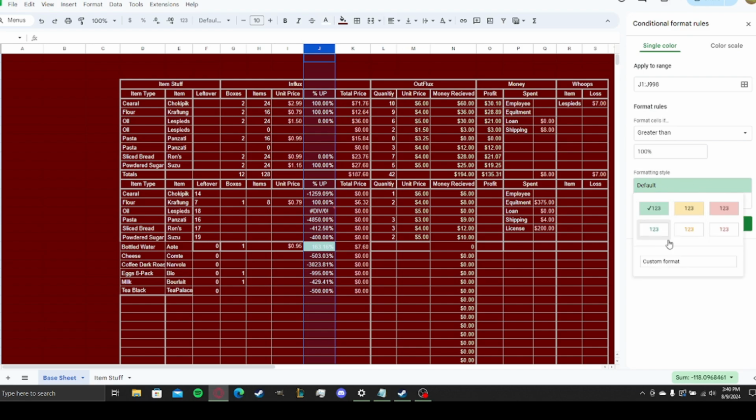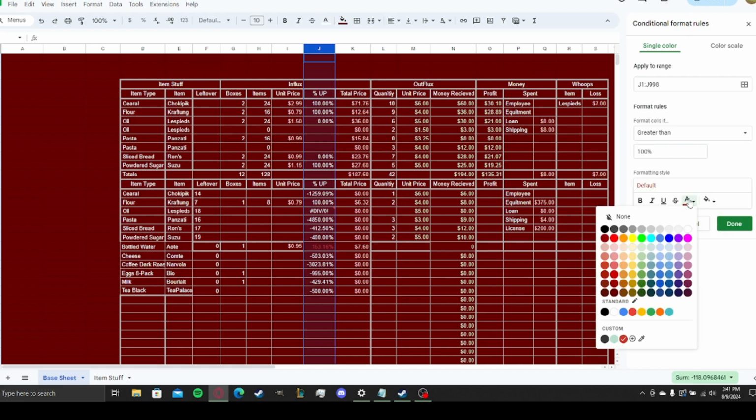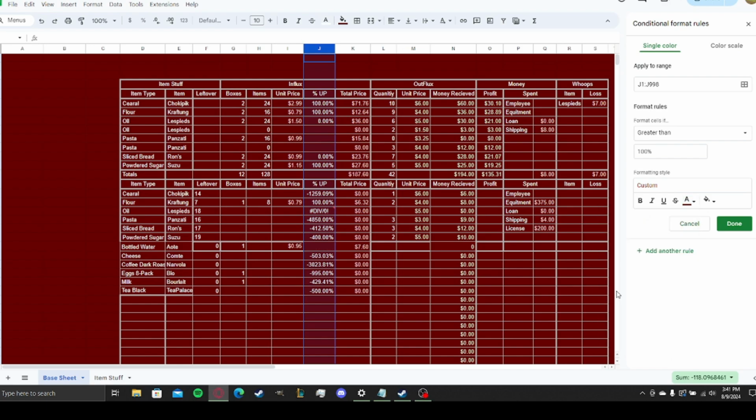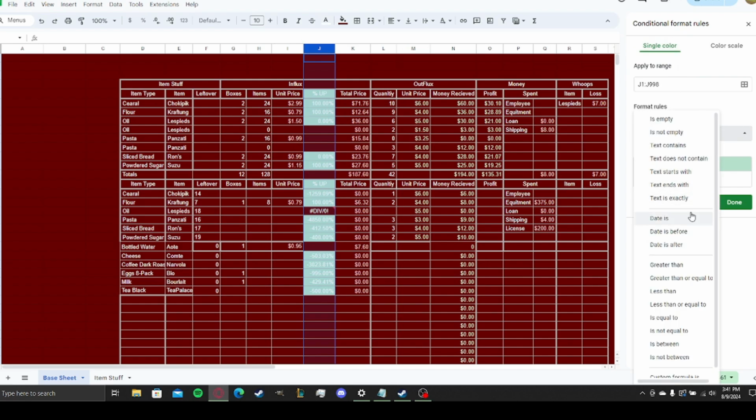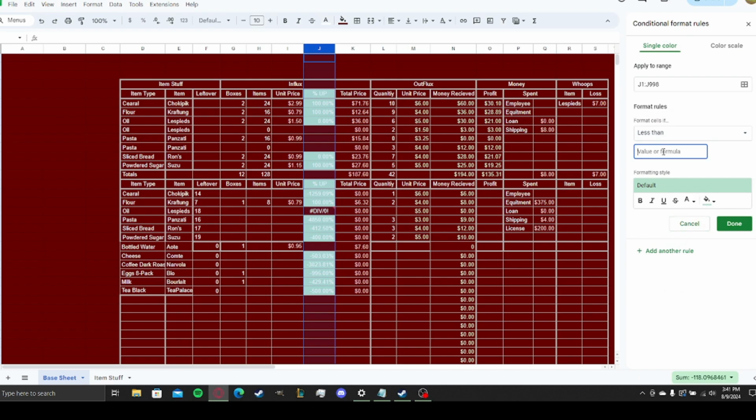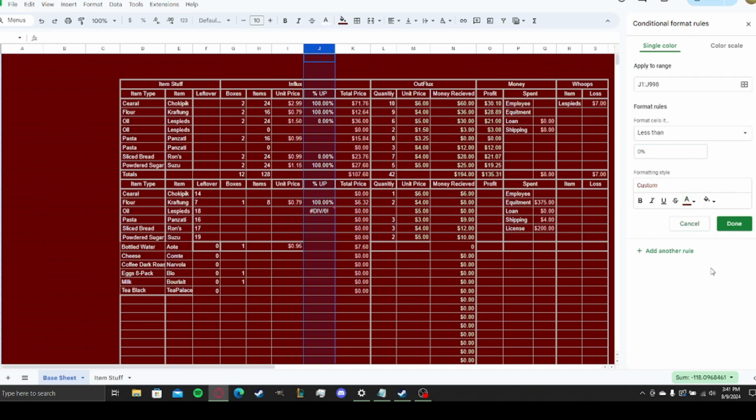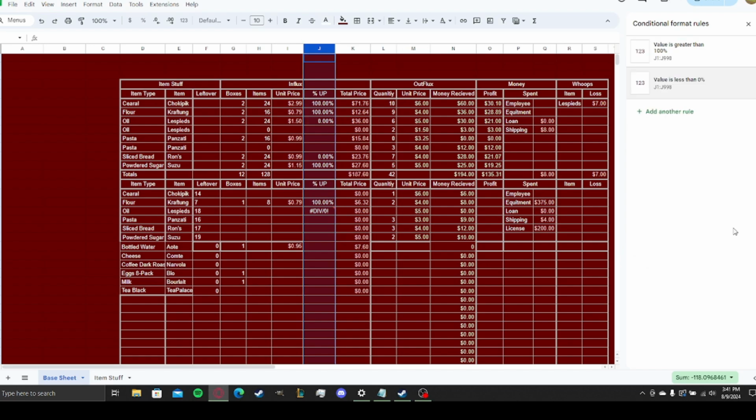I don't want the background to be anything. I want the text to turn the dark red. Done. Add another rule. If it is less than 0%, change the text color to red. Done. There. Now, anyone who's ugly, I don't have to look at them.